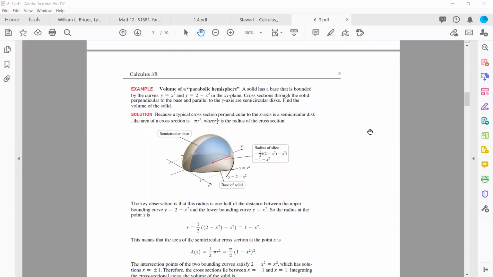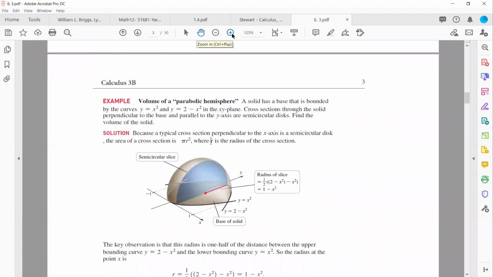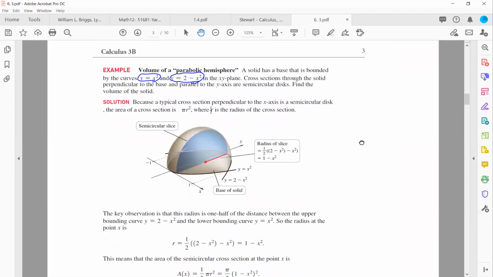Another example for you. Volume of acrylic hemisphere. So here you have a solid which has a base that is bounded by curves y equals x squared and y equals 2 minus x squared. Okay? Cross sections through the solid perpendicular to the base and parallel to the y-axis are semicircular. Find the volume of the solid. Very well. Let's see what's going on here.